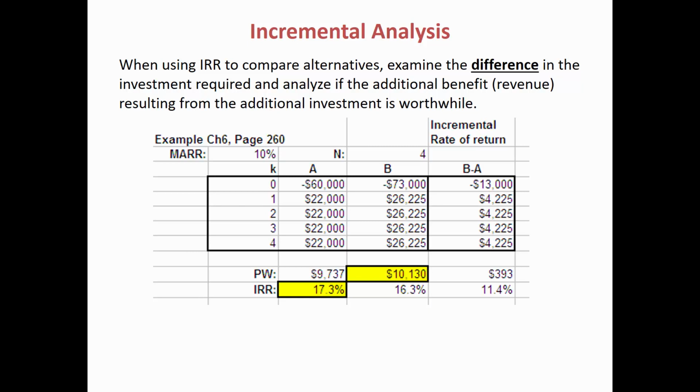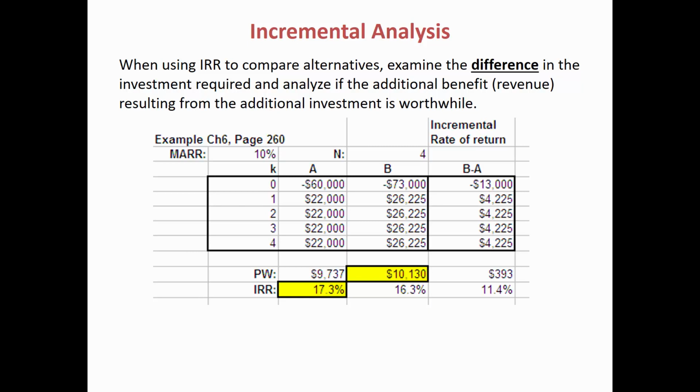It's more expensive. And it looks like the reason why it's more expensive is that it generates more revenue each year. Option A only generates $22,000 of revenue, but option B generates $26,225. So the question is, should we pay more up front in order to get a larger annual amount each year? And the way we can answer that question is by calculating the increment.